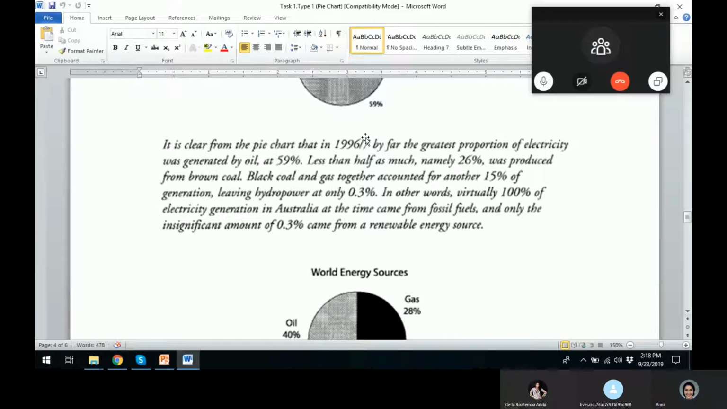Now let's read. Can you read this for me, Stella? It is clear from the pie chart that in 1996 to 1997, by far, the greatest proportion of electricity was generated by oil at 59%. Less than half as much, namely 26%, was produced from brown coal. Black coal and gas together accounted for another 15% of generation, leaving hydropower at only 0.3%. In other words, virtually 100% of electricity generation in Australia at the time came from fossil fuels, and only the insignificant amount of 0.3% came from a renewable energy source.